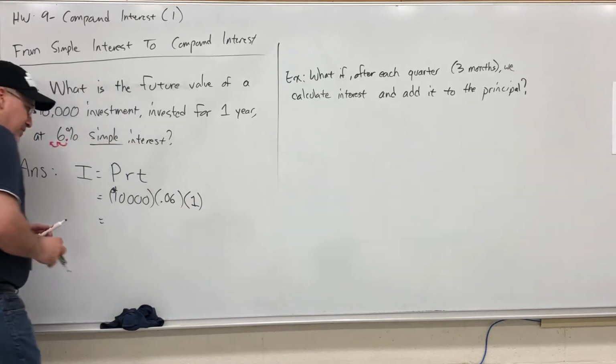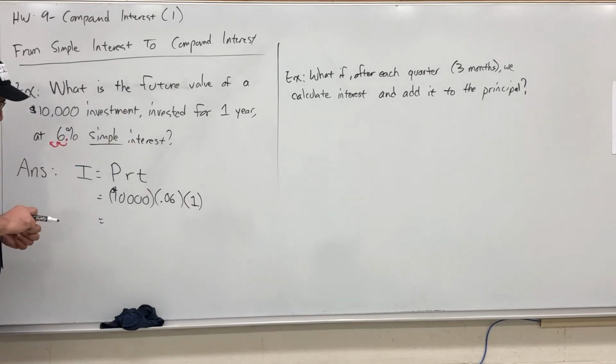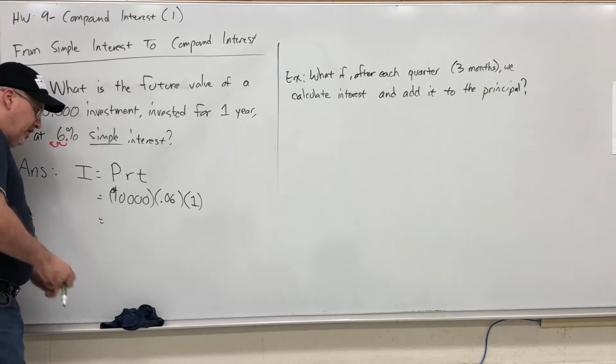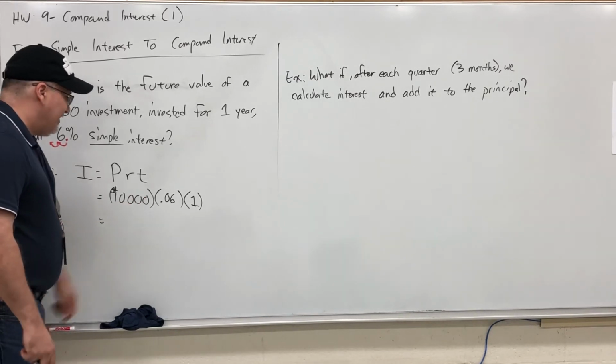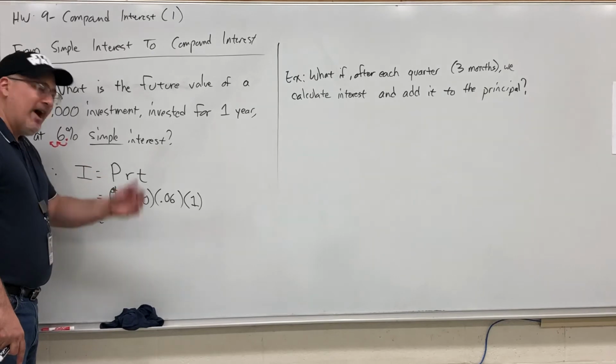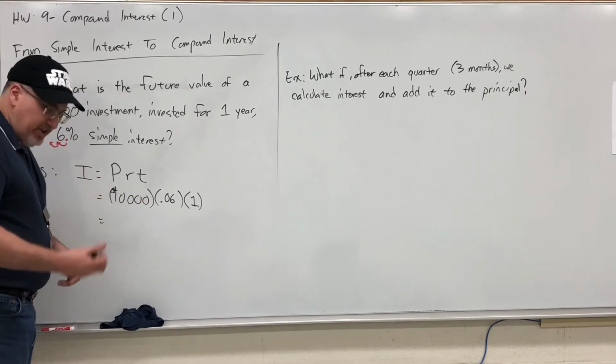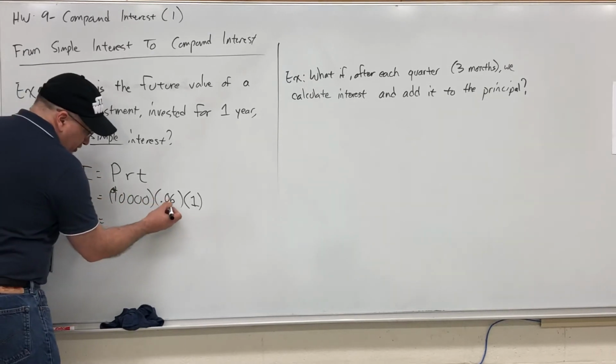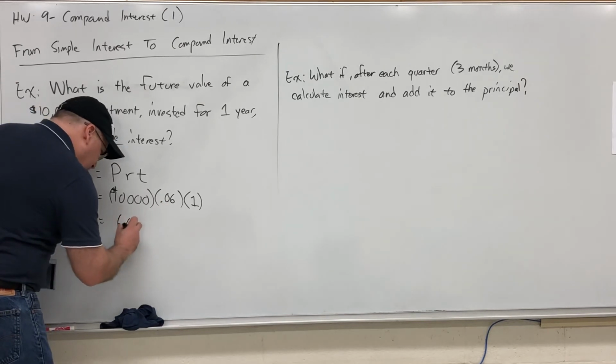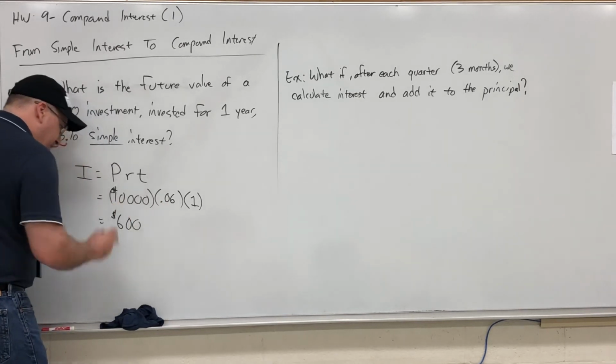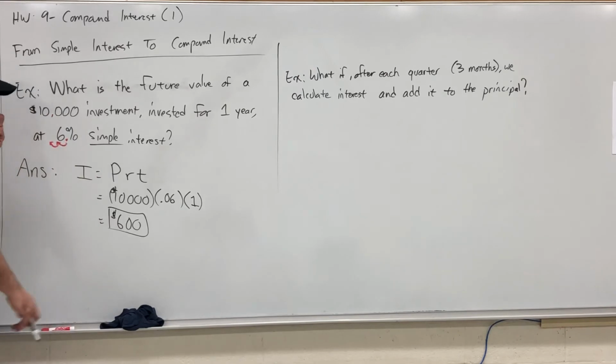Well, this is pretty easy to multiply. I don't need a calculator. 1 times anything is itself. And multiplying a number by 10,000 will move the decimal to the right 1, 2, 3, 4 decimal places. So 1, 2, and then 2 more zeros would make 4 decimal places. So after a year, we earned $600 simple interest.